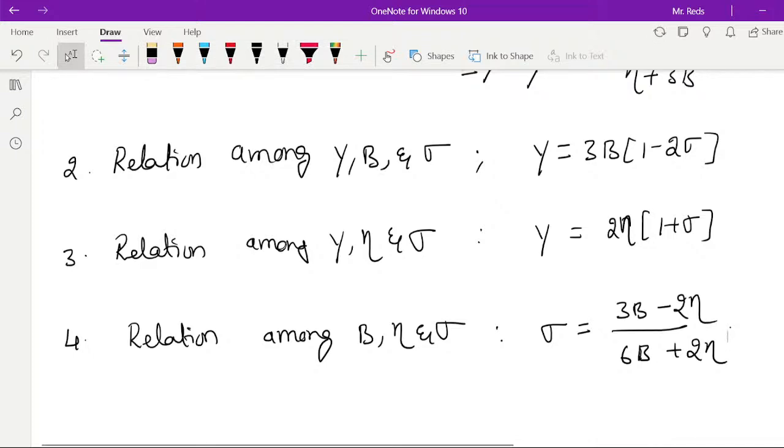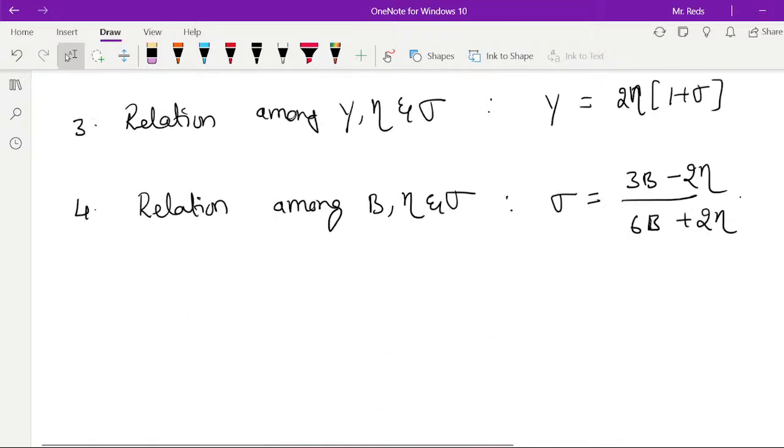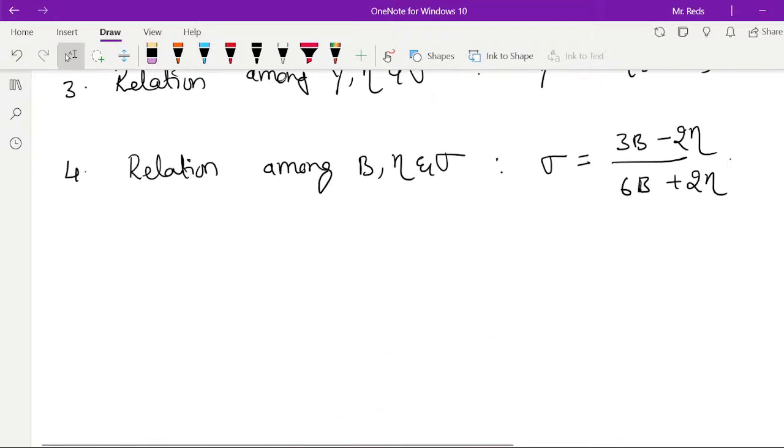The derivations of these relations we are not dealing with. You have to remember these relations while doing the numericals. Another important relation is the relation among volume strain, longitudinal strain, and sigma.